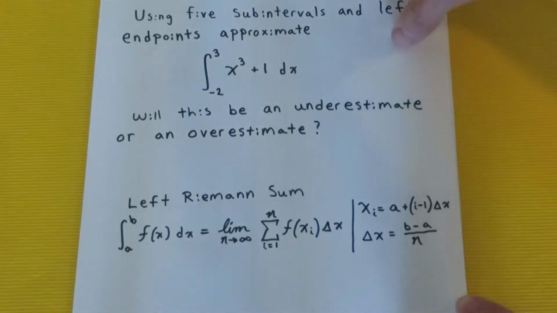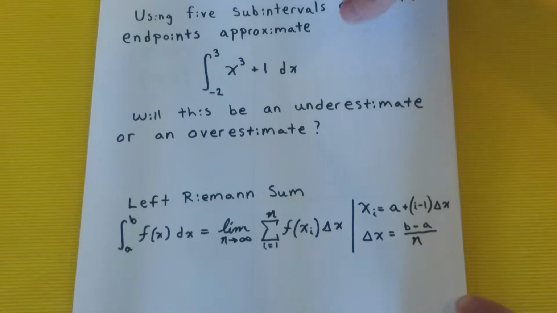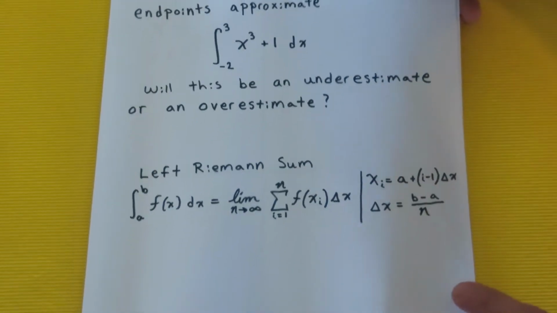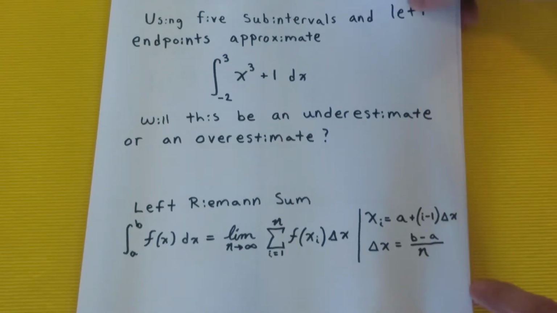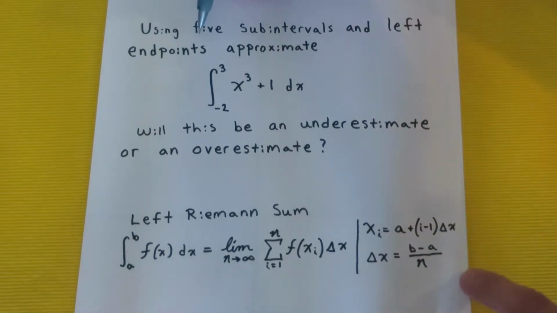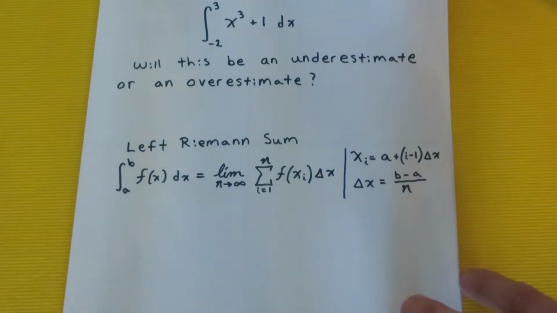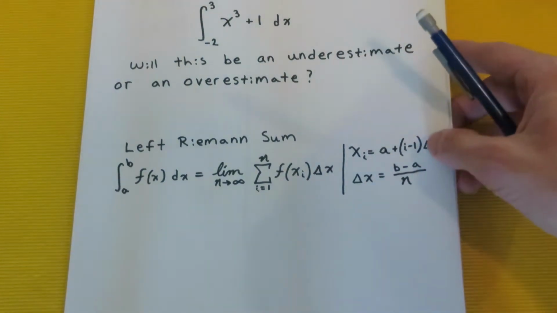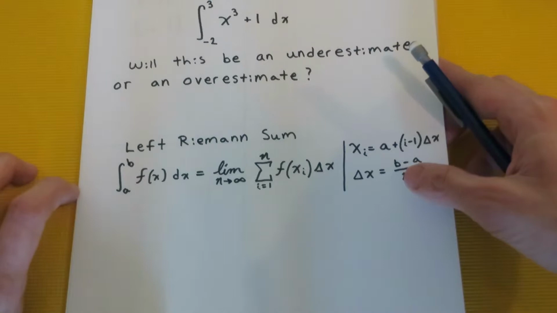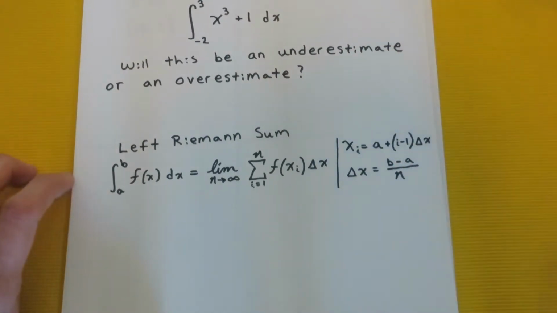So before we begin, let's just review the definition of our Riemann sum. Notice here that it's asking us to take 5 subintervals and to use left endpoints. So we're going to be using a left Riemann sum. The definition of our left Riemann sum is a little different than our right or our midpoint.